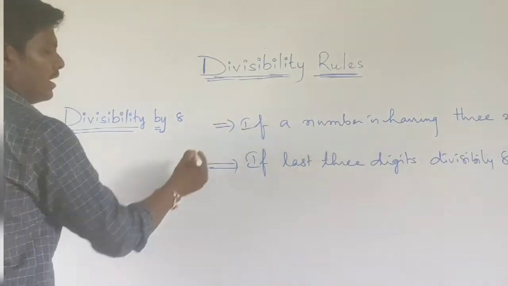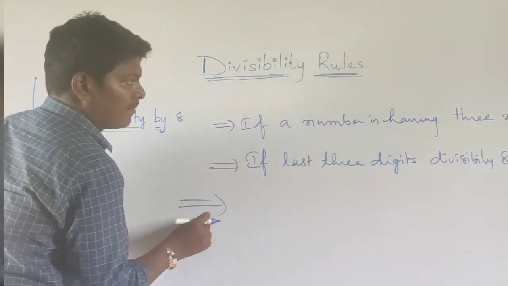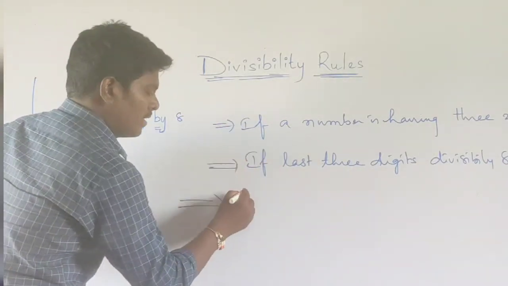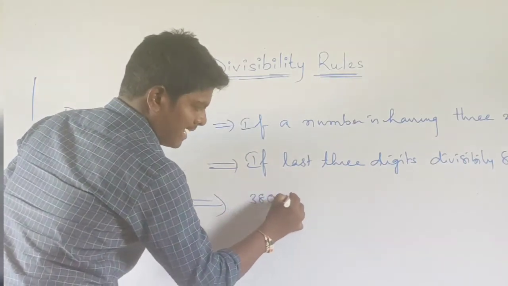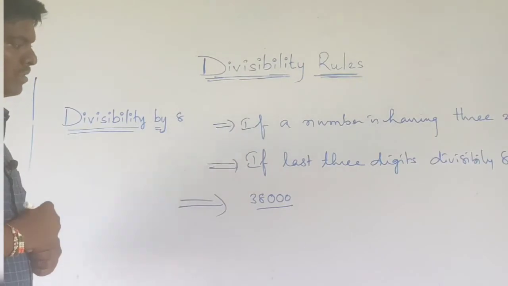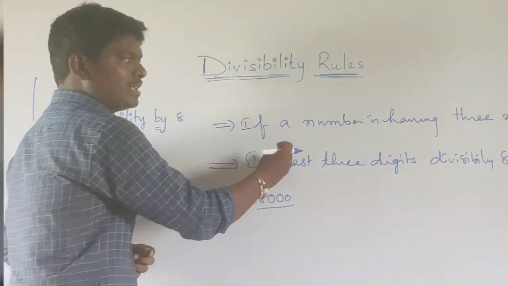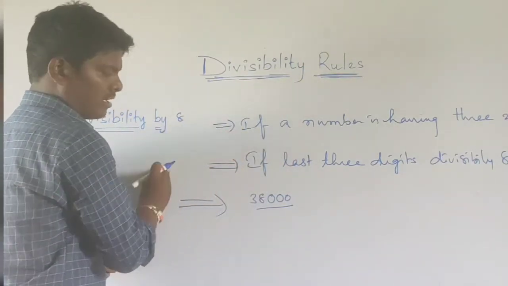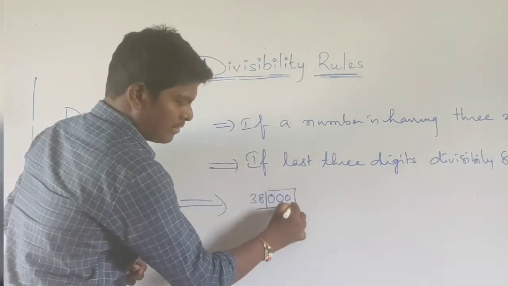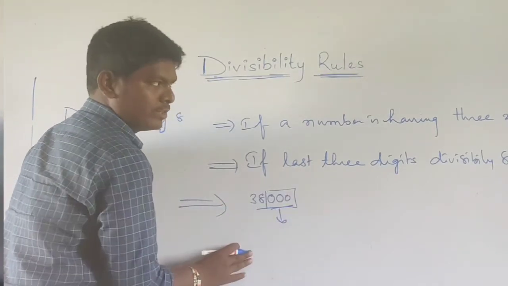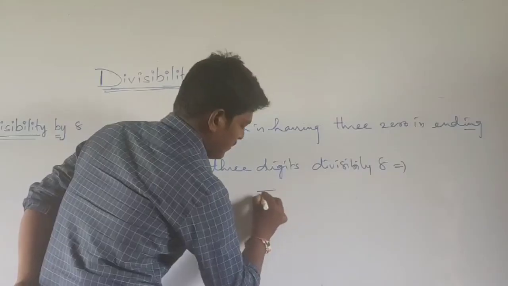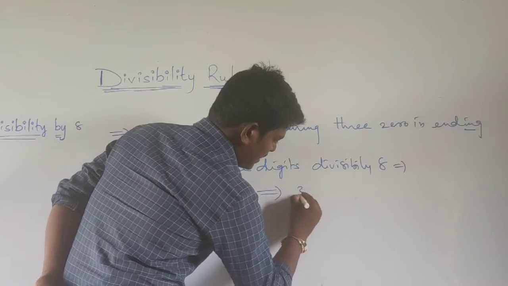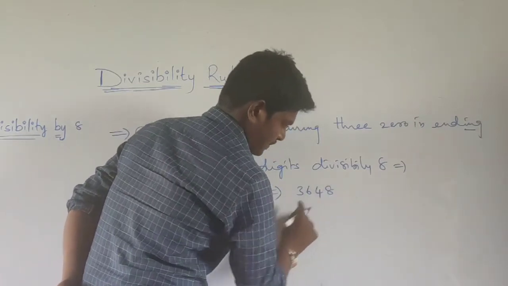We take one example here. 38,000 is a given number. We need to check whether the given number is divisible by 8 or not. According to the definition, we have 3 zeros in the ending, so this number is divisible by 8. We take another example, 3648.